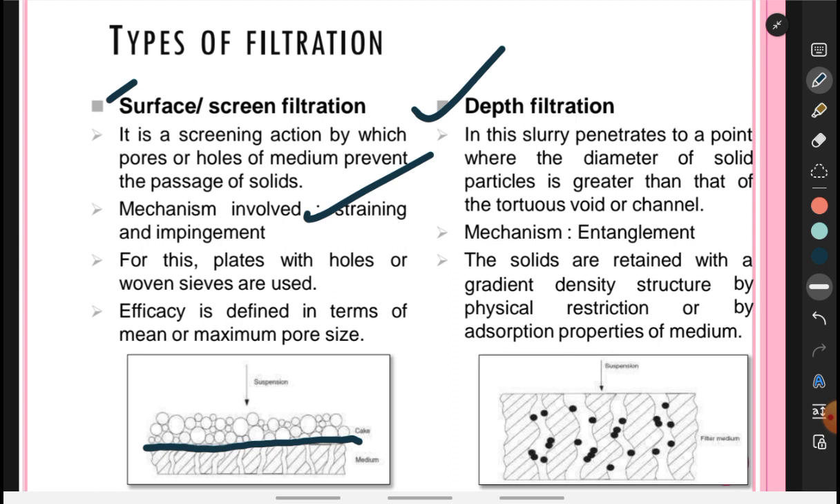Then coming to depth filtration. In this, the slurry penetrates to the point where the diameter of the solid particle is greater than that of the void or the channel. This system involves entanglement. The solid is retained within the gradient density structure by physical restriction or by the adsorption property of the medium.